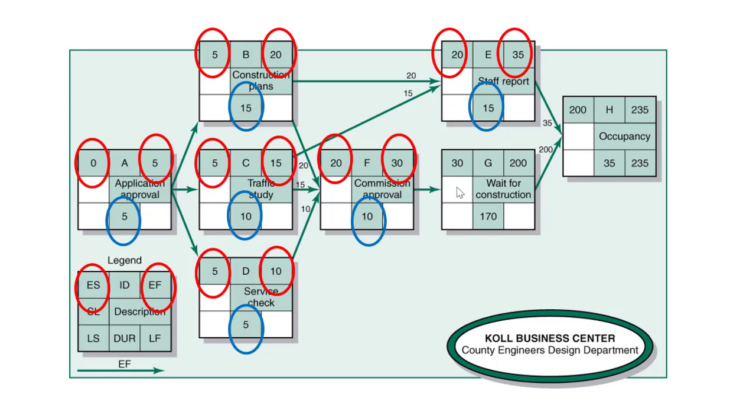For G, we're going to take that 30 across here, add it to 170, and that's going to give us 200 days for this piece of work. Here we have to take across the largest number. If we don't, not all of the required work will be completed. So 200 plus 35 equals 235, and this is indicating that 235 days is the fastest time frame that we can get this project done in. That's our project time frame.